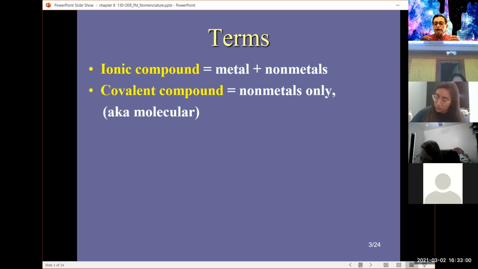And why is that? Because when it comes to naming compounds, nomenclature, ionic compounds do not use prefixes. Covalent compounds do use prefixes. For example, CO2, we're all familiar with that. What do we call that? Carbon dioxide. That's a covalent compound. We use prefixes. CO, carbon monoxide.